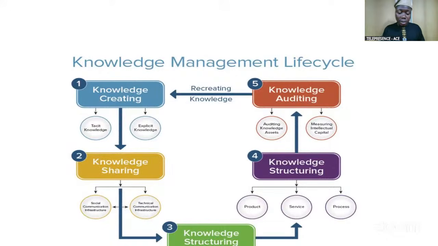So now, let's continue. So that is how a knowledge management system works. We now have the knowledge management life cycle. The first is knowledge creation. You create knowledge, you create the data, you create the sources. After creating it, we split the knowledge, and then you share the knowledge. That is the second one.